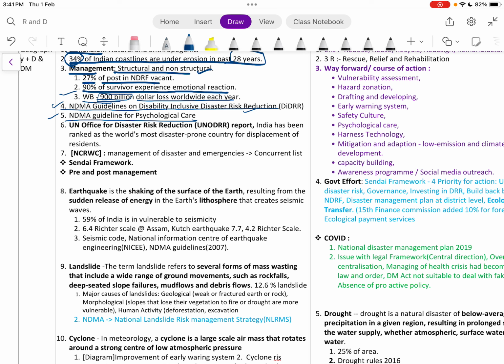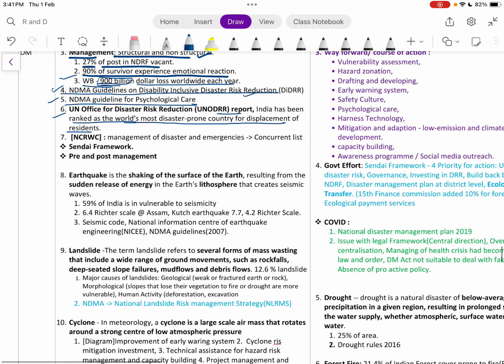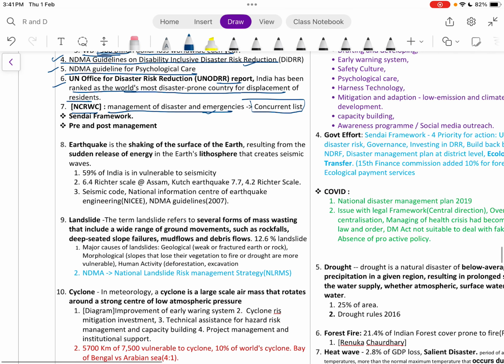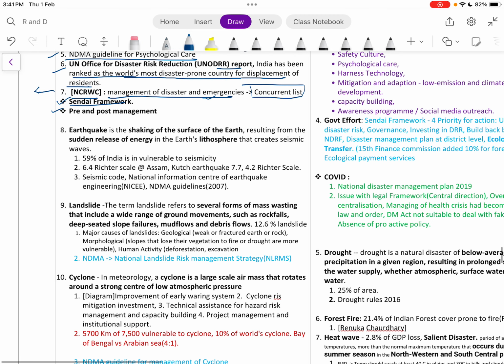The UN Office for Disaster Risk Reduction report says that India has been ranked as one of the most disaster-prone countries for displacement of residents. According to NCRWC, management of disaster and emergency should be in the concurrent list. Currently, it is in the residuary list, and that is why we have the National Disaster Management Act 2005 made by Parliament, because it is a residuary power of Parliament. Sendai framework, pre and post disaster management.